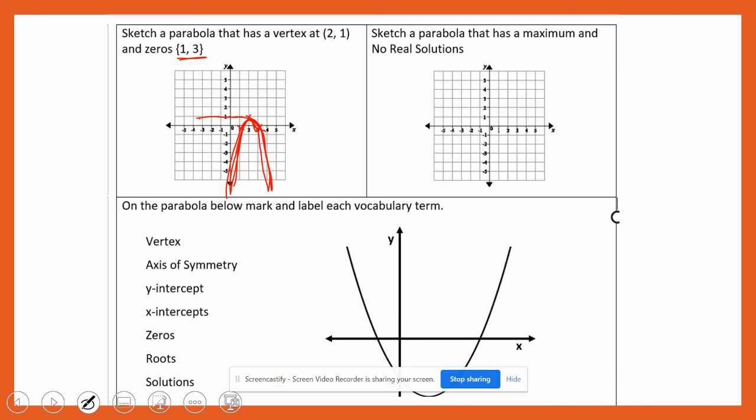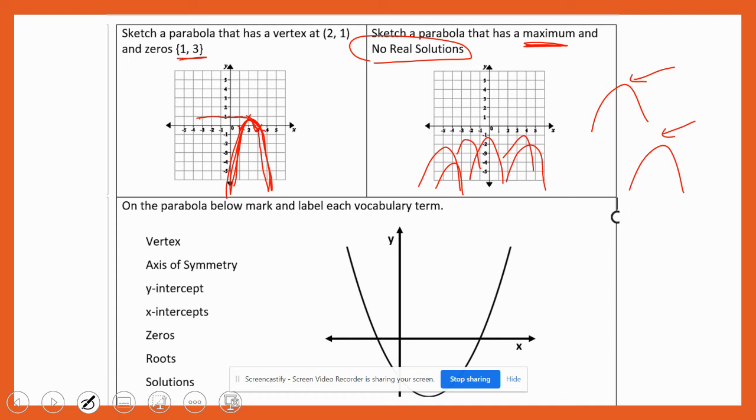It says sketch a parabola that has a maximum and no real solutions. Well, solutions are where we cross the x-axis, and maximum means it's a parabola that's facing down. The top point is the highest point. So if we want no real solutions, then it would have to be something like this. Anything in here that doesn't touch the x-axis.